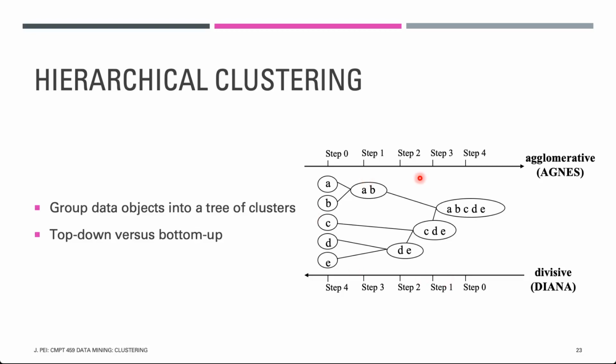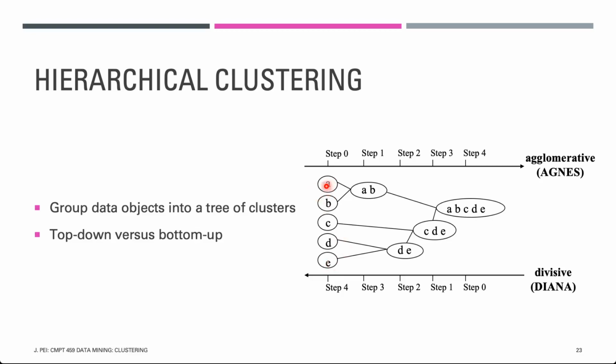Obviously, to build such a tree of clusters, we have two alternative ways. First, we can do the top-down approach. At the very beginning, we can put all the objects into one cluster, and then we keep partitioning large clusters into smaller ones until we reach the lowest level where either each cluster has only one object or each cluster is small enough. So this is the top-down approach.